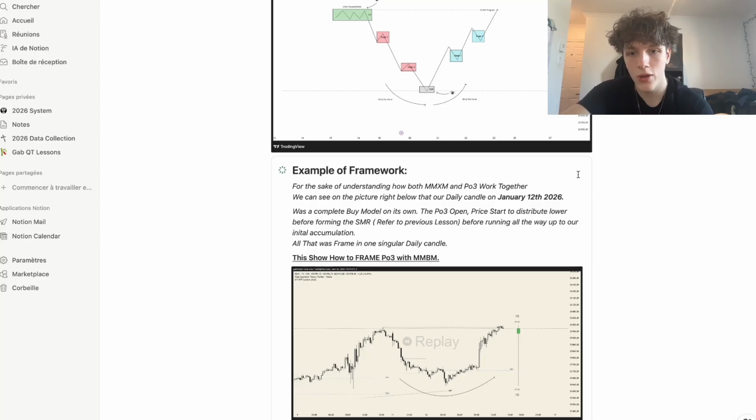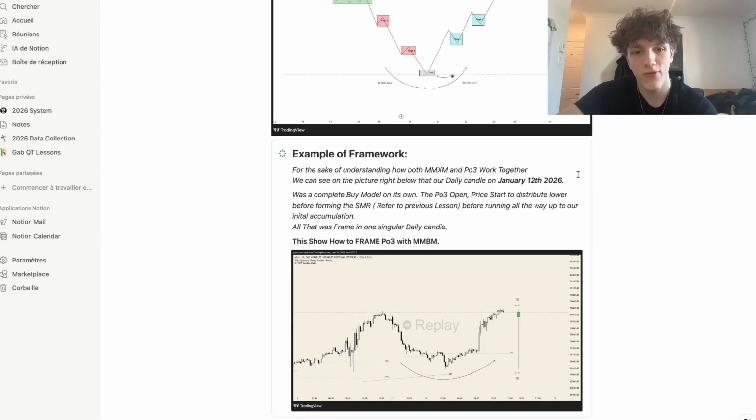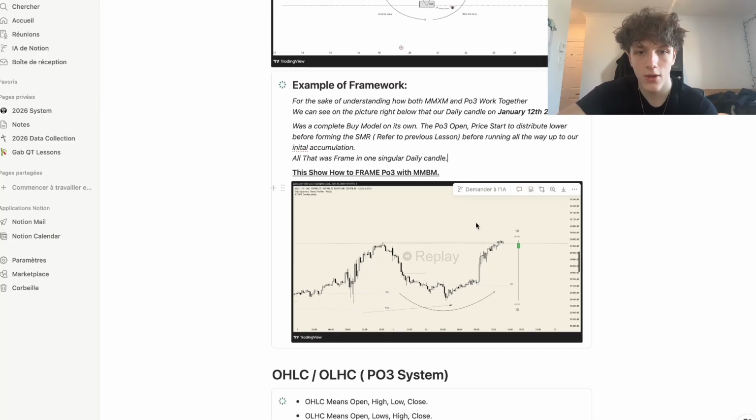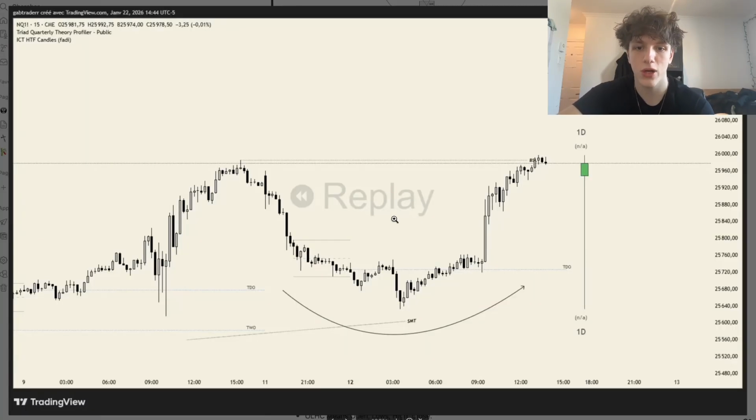The power of 3 open, price started to distribute lower before forming the smart money reversal. You should have watched the market maker model before, being lesson 1. Then price ran all the way up to our initial accumulation. All that was framed in one singular daily candle. So this is exactly how to frame power of 3 with market maker model.